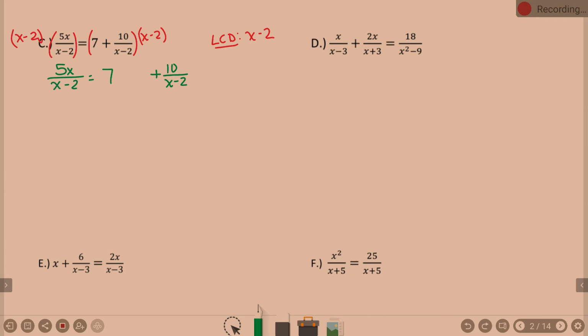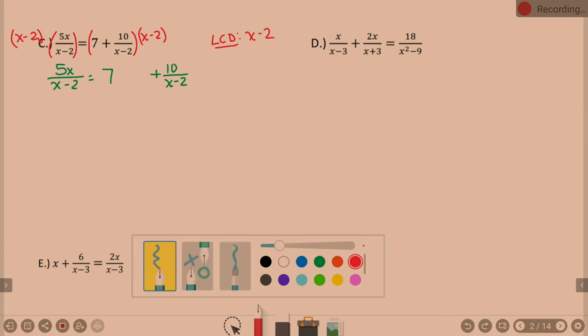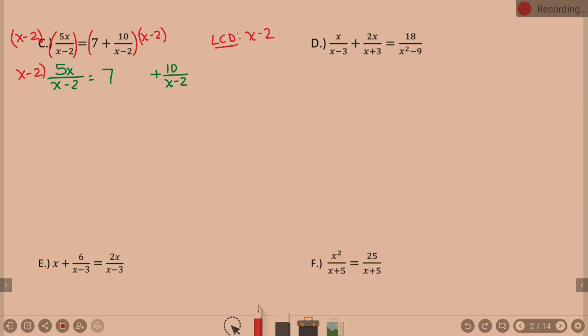Now, what am I multiplying each term by? A basic x minus 2. Does that include the 7? Yes. X minus 2 multiplies by each term, whether it's a fraction or not. And x minus 2, when you need it as a fraction, is x minus 2 over 1.